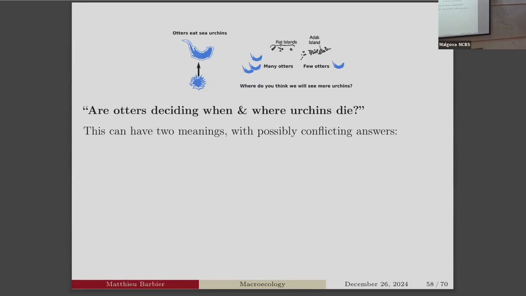So the trick is the following. When I'm asking if the otters are deciding when and where the urchins die, this could have two different meanings. One meaning that is, maybe I'll do it on the whiteboard first, actually. Let me try to do this on the whiteboard to go a bit slower. And so I'm going to assume that I can erase at least this much. So you got the point across.